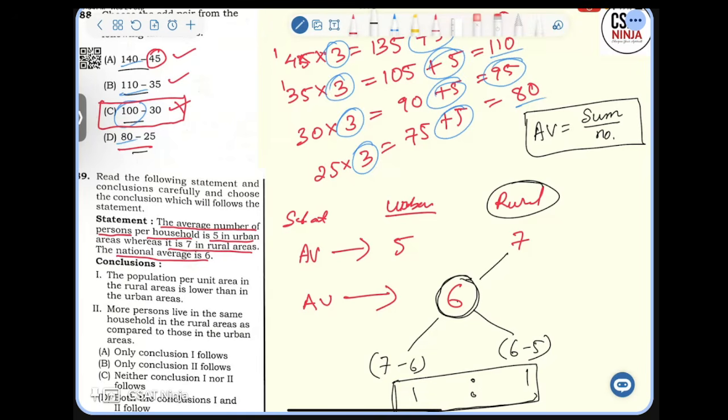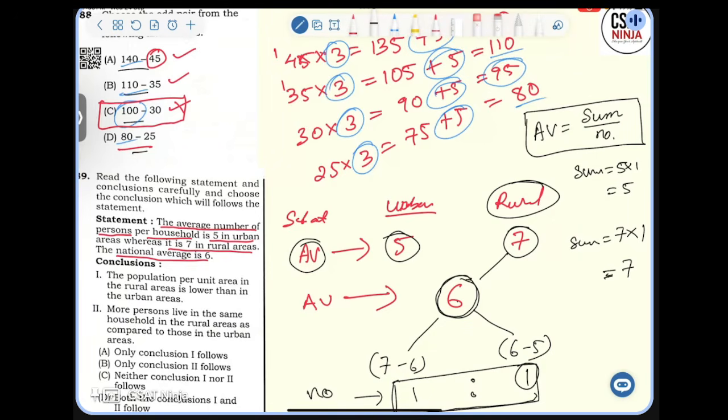So now, average is 5 for urban, but the number of people is 1. So which means the sum is nothing but how much? 5 into 1, which is 5. Which simply means that the number of people in a household in urban is 5. Next, for rural areas, the sum or the number of people in a household is 7 into this one. The number of people is 1. So which means the number of people in a household in rural is 7 and in urban is 5.